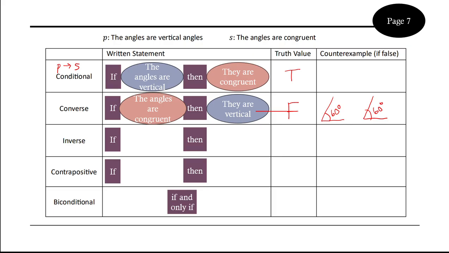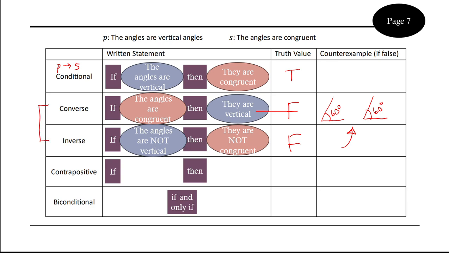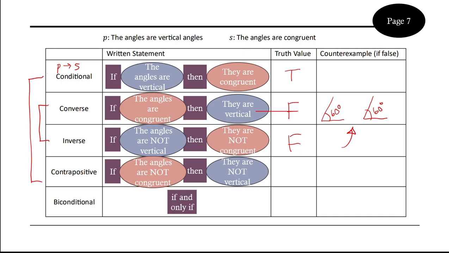The inverse is when I make both statements not, but I keep them in the original order. So the angles are not vertical. If the angles are not vertical, then they are not congruent, and this would be false, and that counterexample from above works for that one. Converse and inverse have the same truth value. Contrapositive is when I do the most, I swap them around and make them not. If the angles are not congruent, then they are not vertical, and the conditional and the contrapositive have the same truth value.